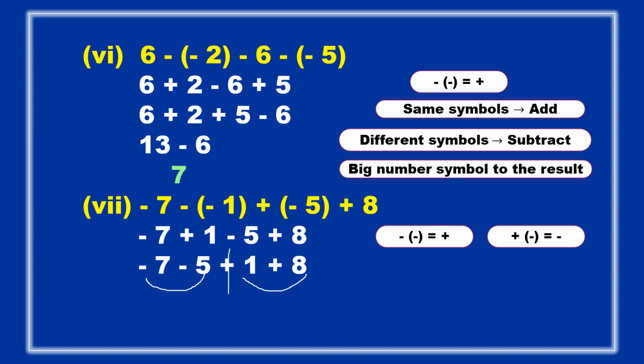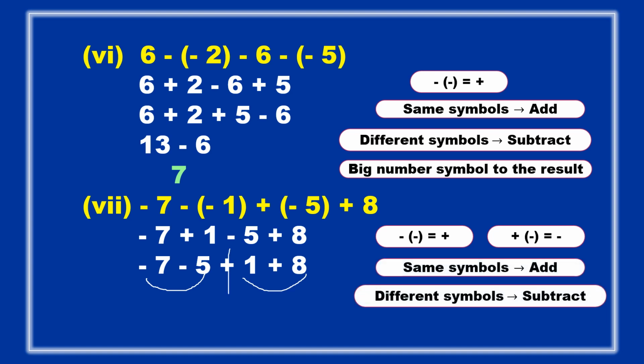Now I can separate them and I can add, because we know that same symbols you should do addition. Okay. So now 7 plus 5 is 12, and whenever you are adding, you should give the same symbol to the answer, right? Both have the minus symbol, so my answer will have minus. And here 8 plus 1 is 9, so write 9, and both have plus, so you should put plus. Okay. So my step will be minus 12 plus 9. Now if you observe carefully, here both have different symbols. So whenever different symbols are there, you should do subtraction. Okay. So let me do the subtraction.